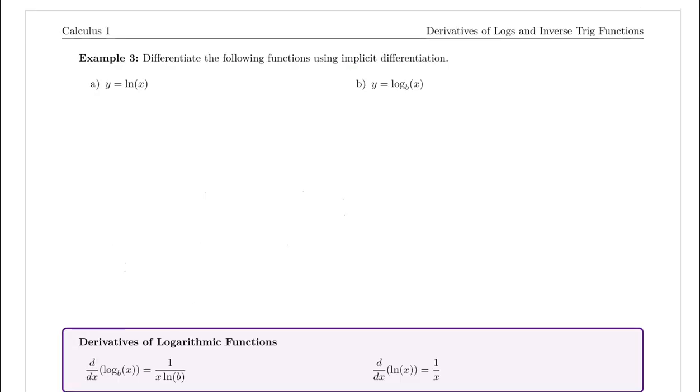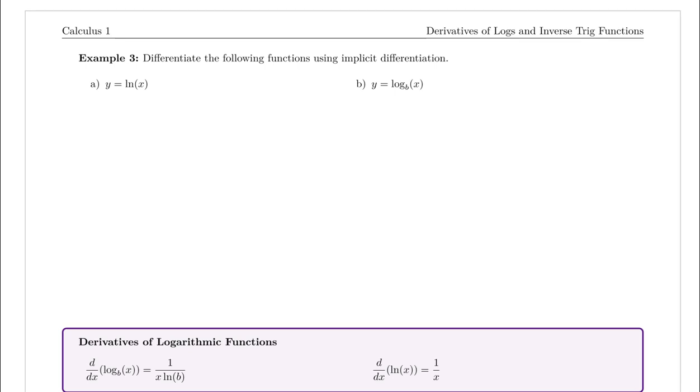Now that we got some review and practice on just the basics of logarithms, let's start doing some calculus. Example 3 says differentiate the following functions using implicit differentiation. So part A, we have y equals the natural log of x. And in the previous video, when we talked about implicit differentiation, that is when we are taking the derivative of something that's in implicit form.